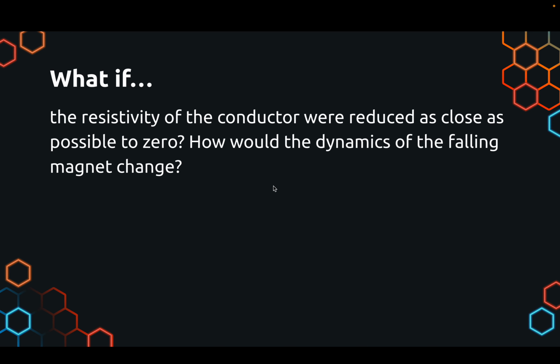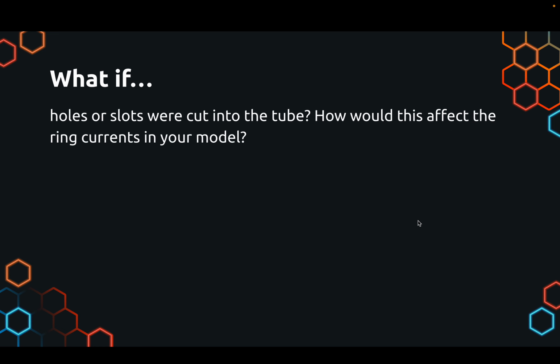And what if the resistivity of the conductor were reduced as close to zero as possible? This would essentially make the induced current way higher, because if we remember our formula, I equals V over R. As R goes to zero, that means there's nothing reducing your current. So a higher current will mean a greater induced magnetic field pushing in the opposite direction.